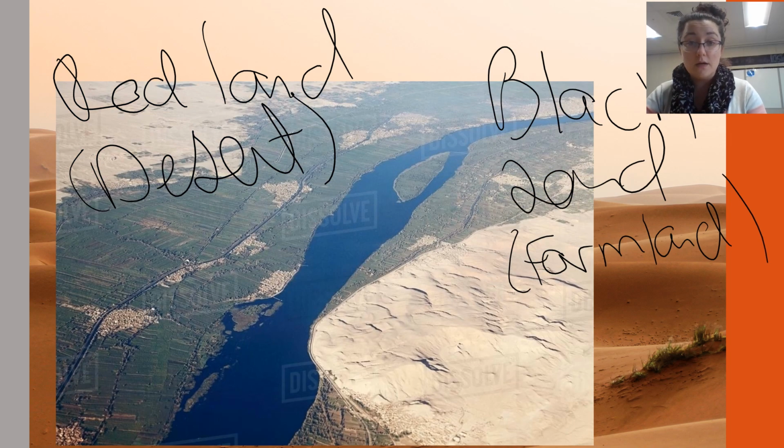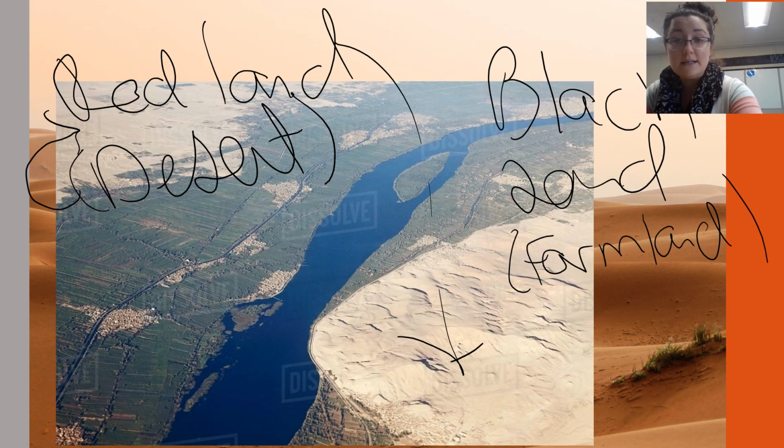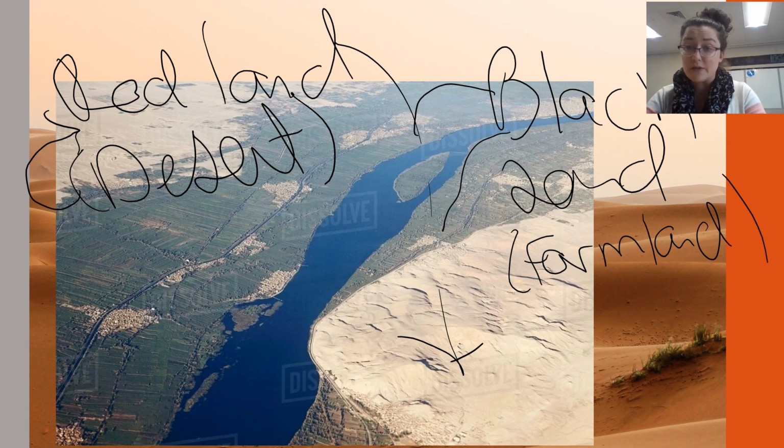So if we look at, for example, the Nile River from space, you see this red land here and here. And the black land is this area right along the river. And this is a modern day satellite picture. So even today, there's very, very little fertile land in this area. It's very narrow. So we're going to see some of the effects of that in just a moment.